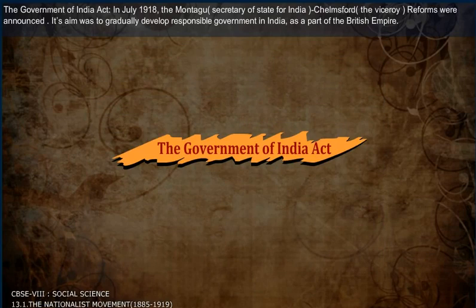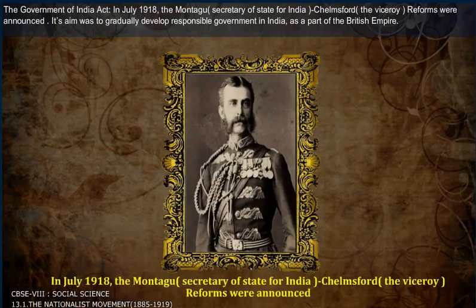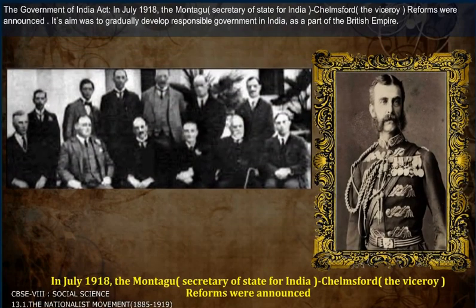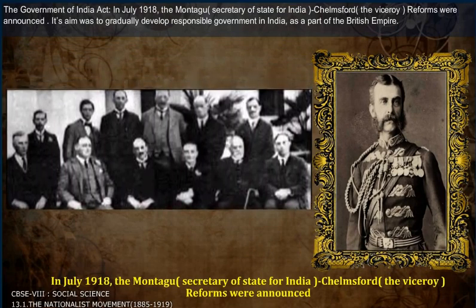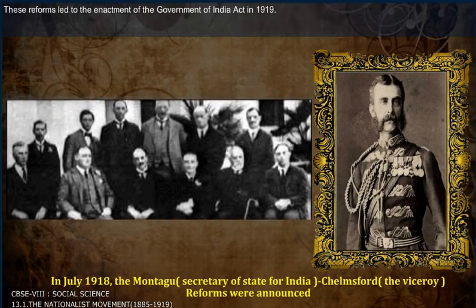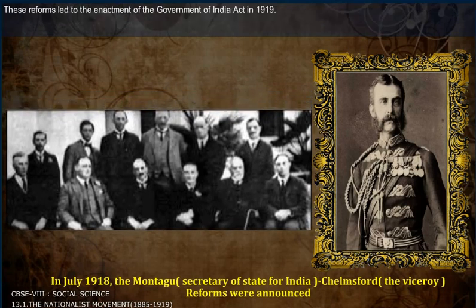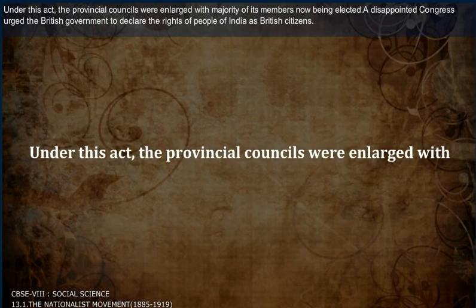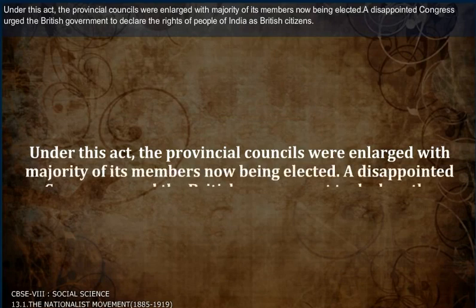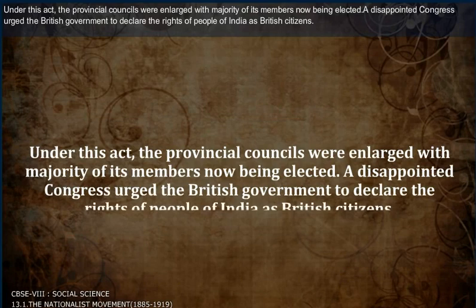The Government of India Act. In July 1918, the Montagu-Chelmsford reforms were announced. Its aim was to gradually develop responsible government in India as a part of the British Empire. These reforms led to the enactment of the Government of India Act in 1919. Under this Act, the Provincial Councils were enlarged with a majority of its members now being elected. A disappointed Congress urged the British government to declare the rights of people of India as British citizens.